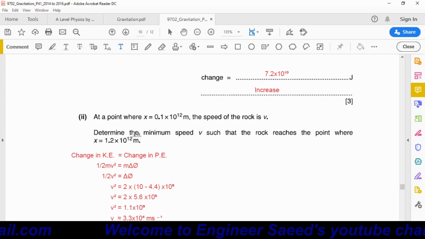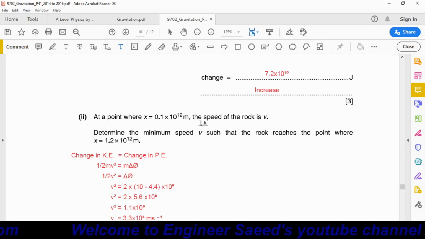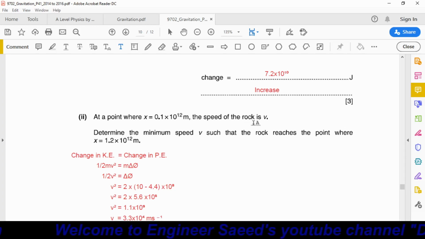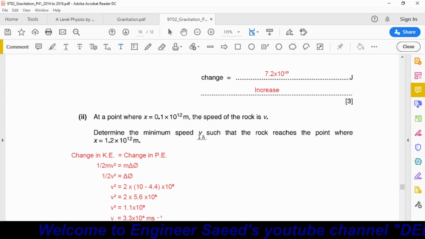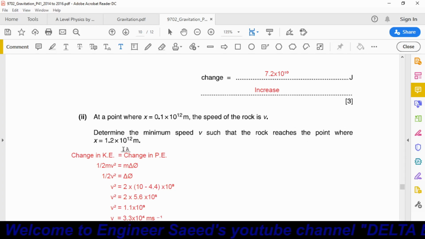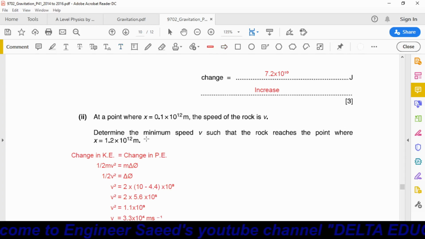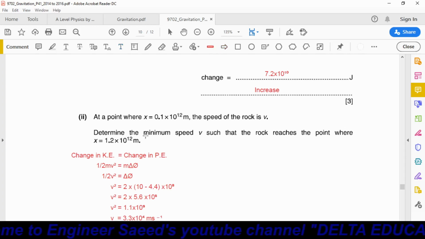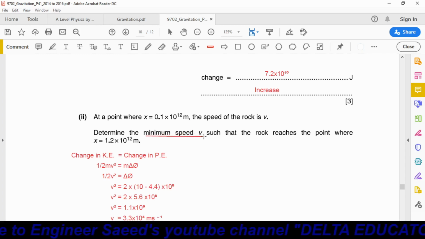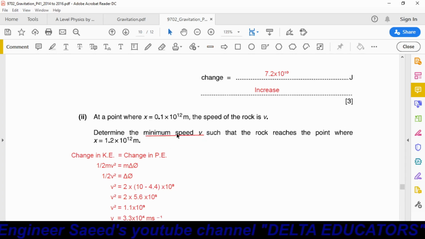At a point where x is equal to 0.1 into 10 power 12 meter, the speed of a rock is v. Determine the minimum speed v such that the rock reaches the point where x is equal to 1.2 into 10 power 12 meter. The important thing is that v is minimum. Determine the minimum speed v.